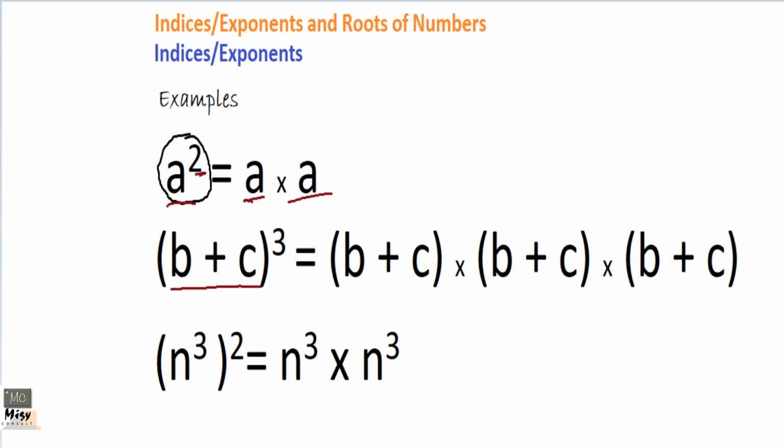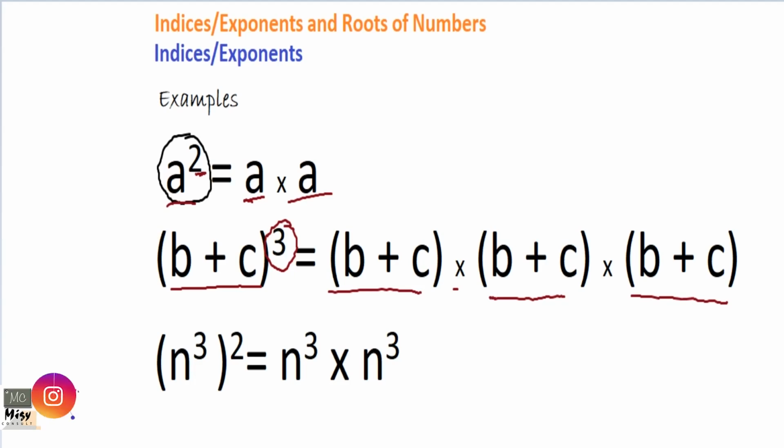In math, we can have an expression like b plus c raised to the power 3, where the index is 3. That means b plus c is multiplied by b plus c, multiplied by b plus c, 3 times. So the base can change, and even the index can create the expression in different forms.